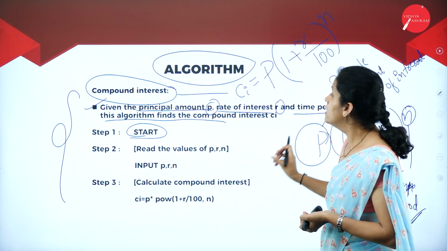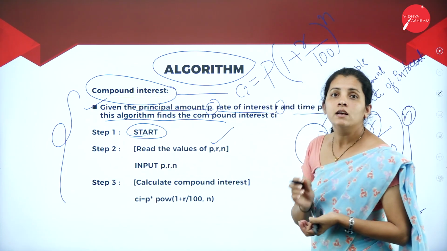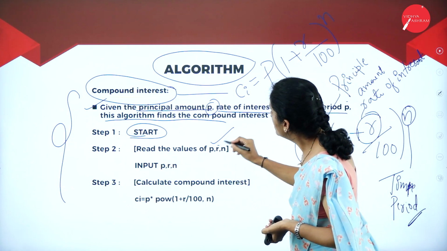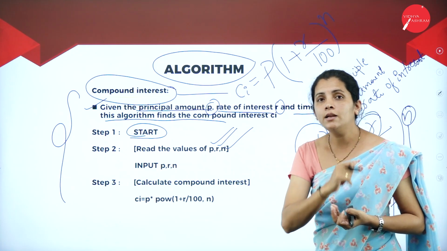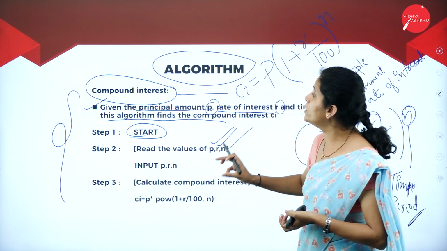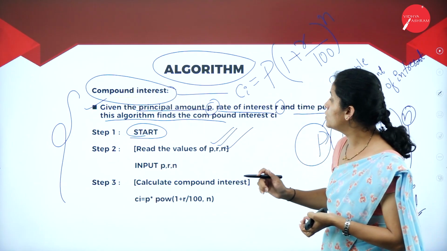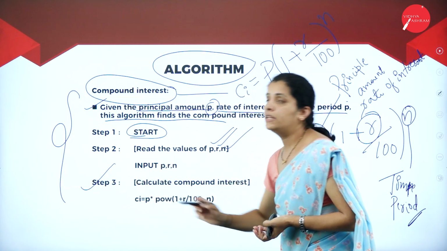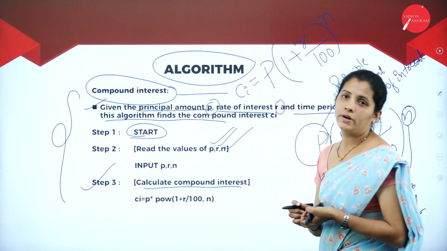So what are the inputs I require here? That is P. Then I'm going to have R. Then I'm going to have N. Then tell me, what is the next step I'm going to have? That is, I'm going to calculate the compound interest. So in step 3, I'm going to calculate the compound interest.